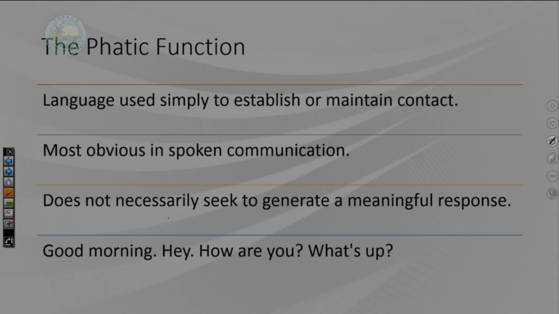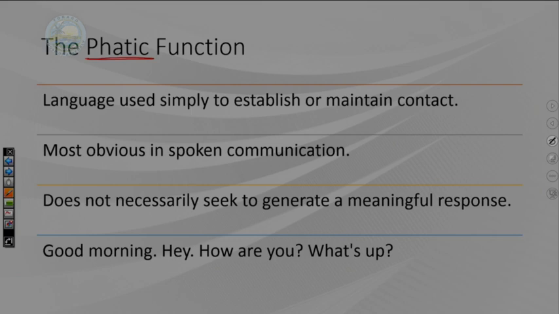Then we have the Phatic function, and I want you to pay attention to the word, because it's another word that you may see very often. So you need to understand what it means, because you may come across it again. It may show up in your exam, but understand the word and what it refers to.